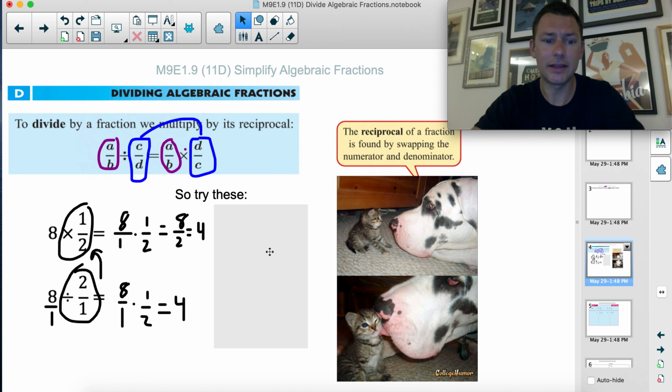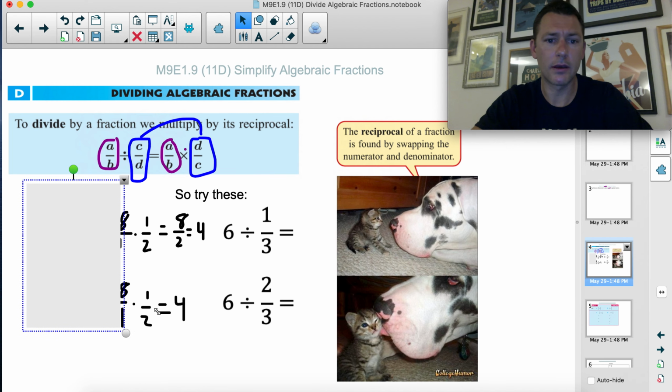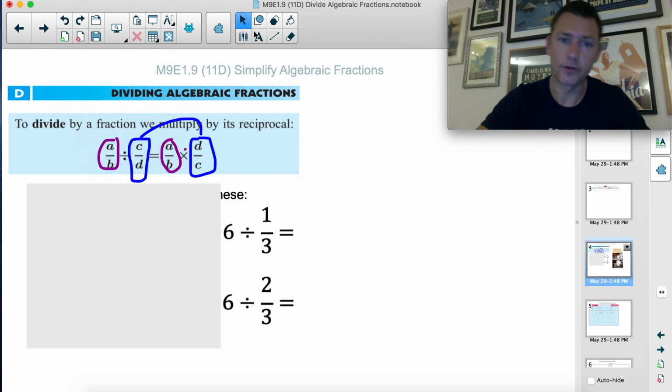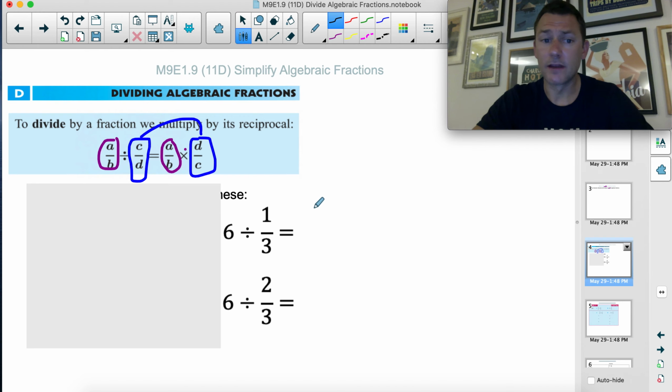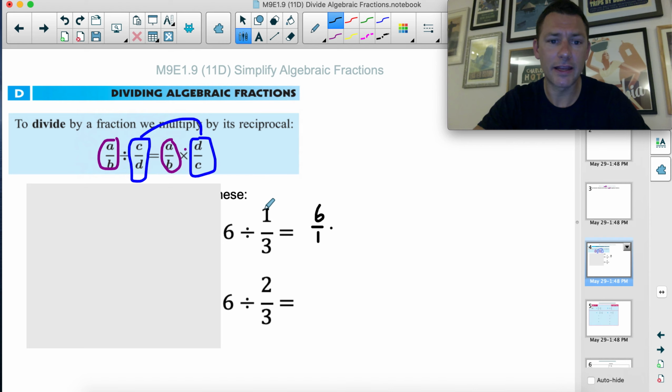Now take that idea and try it with these, with the 6 and 1/3 and 2/3, right? This is going to happen the same way. Instead of calling it 6, I'm going to call it 6 over 1, so it looks like a fraction. We're going to ease our way into the fractions, and instead of dividing, I'm going to multiply, and I'm going to multiply by the reciprocal of 1/3.